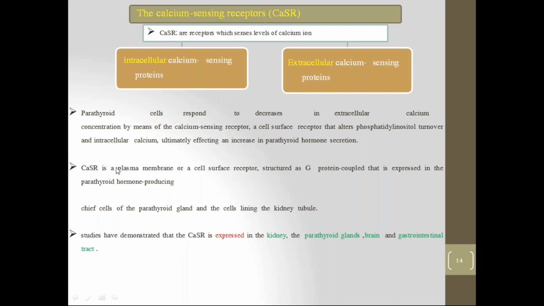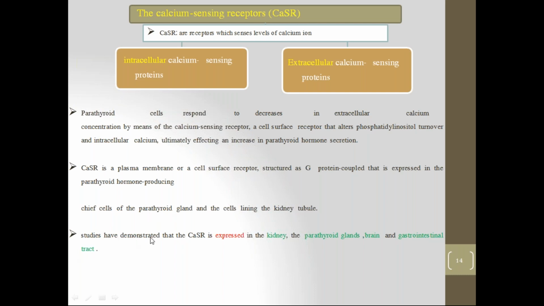So this was already explained to you. These calcium sensing receptors will sense the blood level of calcium, and that will lead to release of parathyroid hormone. These calcium sensing receptors in the plasma membrane are cell surface receptors. They are G protein coupled receptors, which are expressed on the parathyroid hormone producing chief cells of the parathyroid gland.